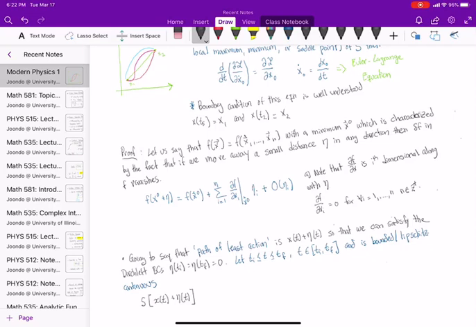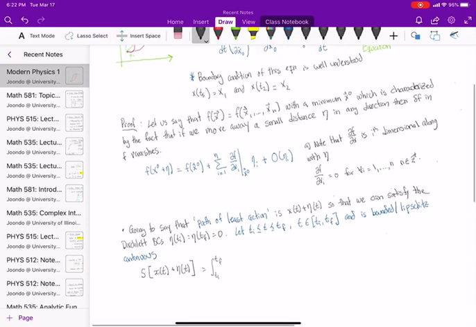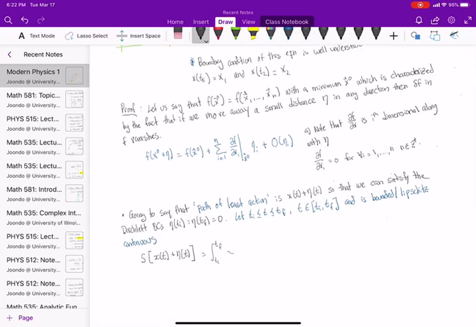So let us suppose that the action is equal to, obviously, the integral of the Lagrangian. The Lagrangian is an operator. It's a linear operator at that, so it's a very nice operator.